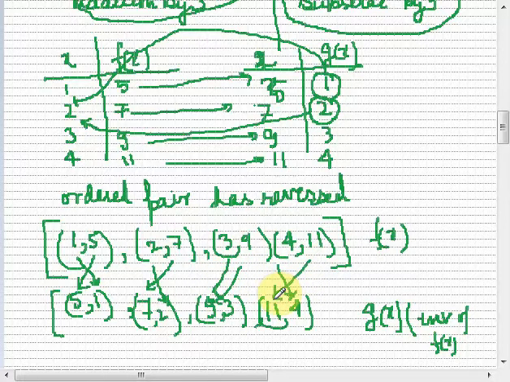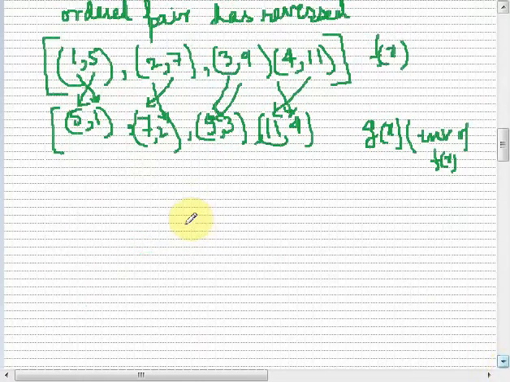Right? So if in some problem an ordered pair is given and the question asks what is the inverse of that ordered pair, you just reverse the x and y, and you will get the ordered pair. But there is a big but.